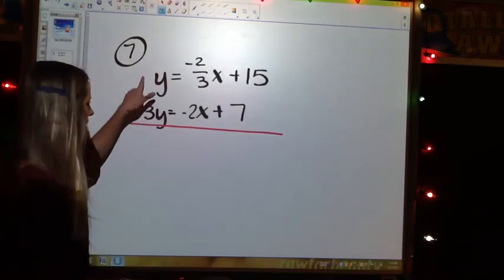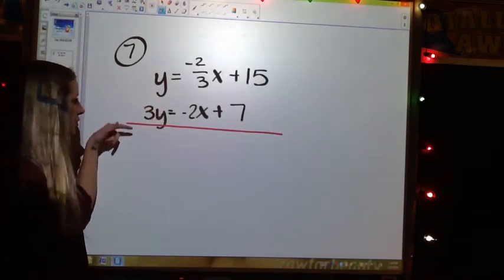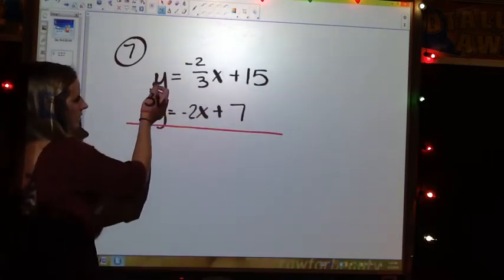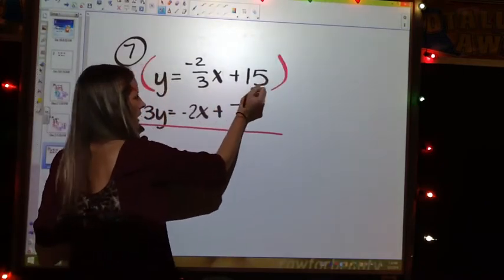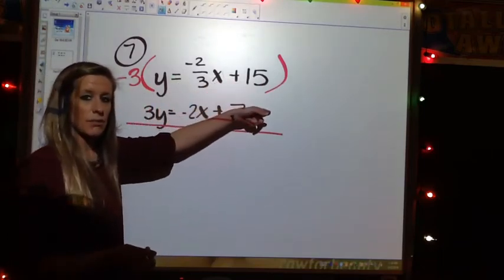Okay? If we want to cancel these out, one of these has to be a negative 3. Because negative 3 plus 3 is 0, they'll cancel. So to get a negative 3 in that first equation, we're going to have to multiply by negative 3. And you're going to multiply every single term by negative 3.